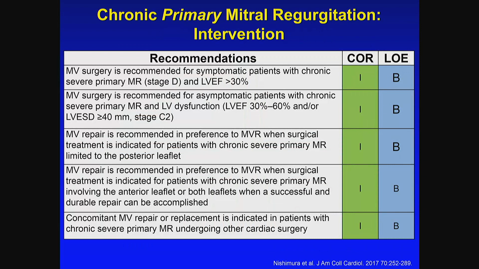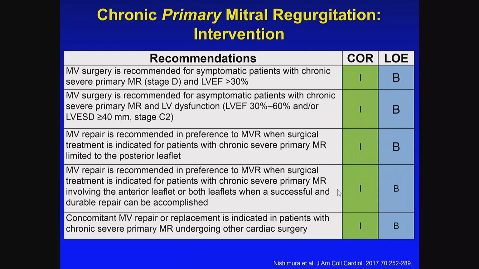So who should we take to surgery with chronic primary mitral regurgitation? Well, surgery is recommended for all stage D symptomatic patients with severe MR, provided the EF is more than 30. It's actually also recommended for asymptomatic patients with severe MR and evolving LV dysfunction, again, even without symptoms. That's stage C2 valve disease.